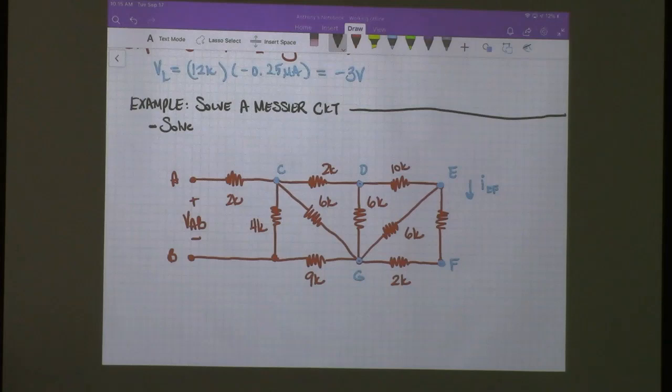Are you missing a value on the all the way far right? Oh, no, I'm not purposely. Yeah, it's 1 kilo ohm.